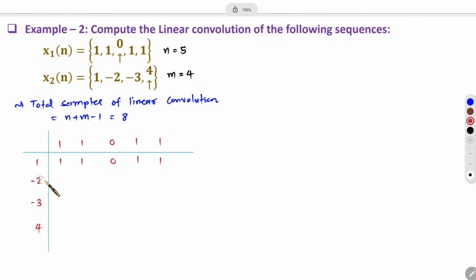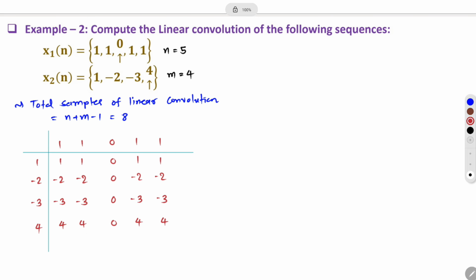Now let us multiply minus 2 with this. So we have minus 2, minus 2, 0, minus 2, minus 2. Now multiply minus 3 with this. So we have minus 3, minus 3, 0, minus 3, minus 3. Now multiply 4 with this. So here we have 4 4 0 4 4.